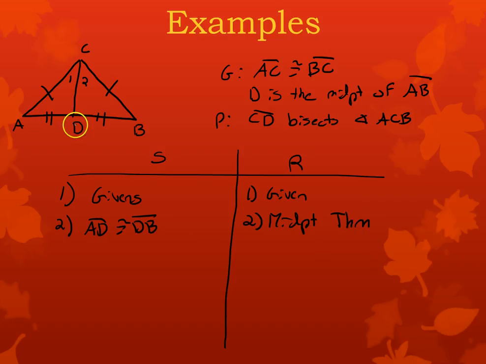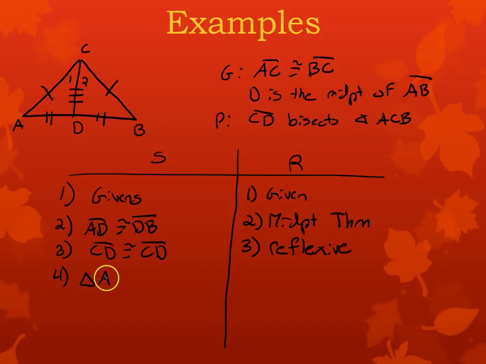We also notice that CD is being shared by both triangles, so that's our reflexive side. CD is congruent to itself. Always look for that reflexive side. And now I notice I have all three sides marked for the triangles, so I can say triangle ACD is congruent to triangle BCD. Make sure that you name them in correct order: ACD congruent to triangle BCD. That's because of side, side, side.